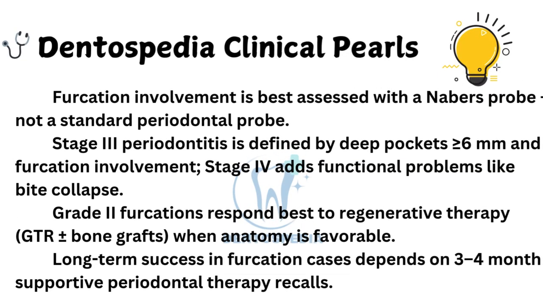Key pearls to remember. Always use a Nabers probe to assess furcations. Stage 3 periodontitis means deep pockets with furcation involvement, while stage 4 adds functional issues. Grade 2 furcations respond best to regenerative therapy when anatomy allows, and most importantly, long-term success depends on supportive periodontal therapy every 3 to 4 months.